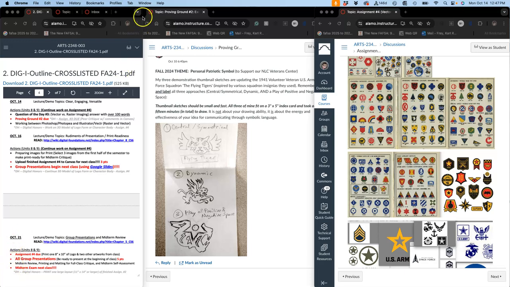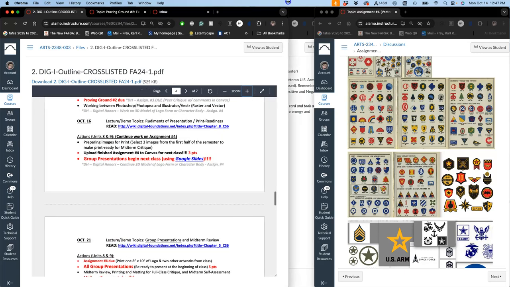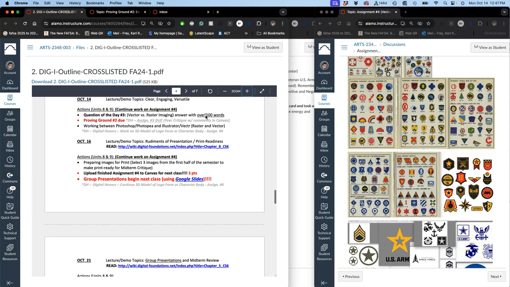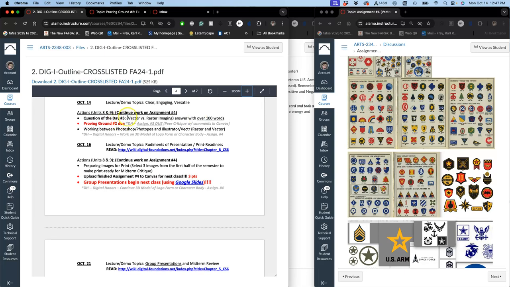All right. I have three windows open here from the course. One is the course outline. Today is October 14th. So today is the deadline for our question of the day number three. It's the one that starts this unit all about vector versus raster imaging. We're learning more about it as we go.